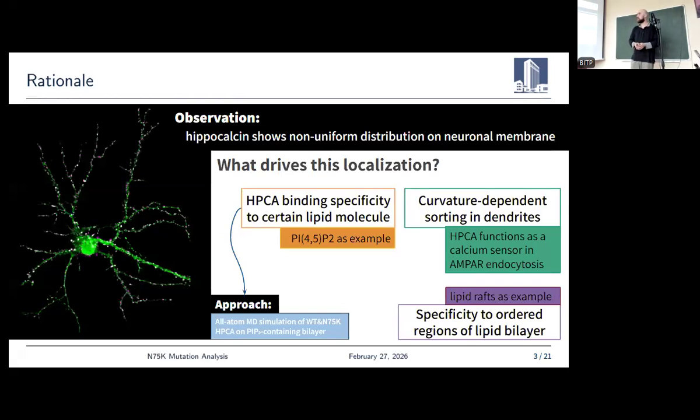This work arose from the hypothesis that this protein preferably binds to membrane enriched by PIP2 lipid, one of the phosphoinositols that is primarily distributed on the inner leaflet of the plasmatic membrane.